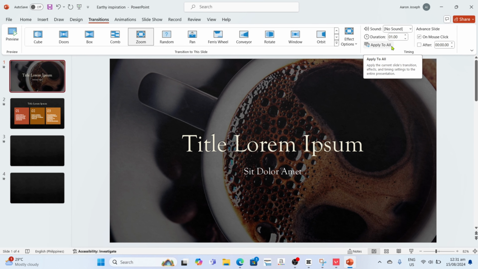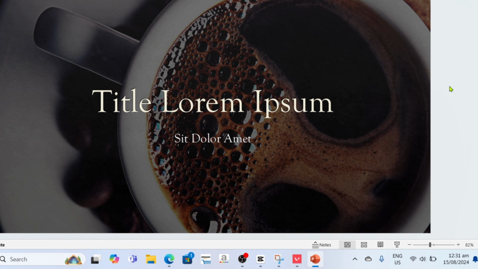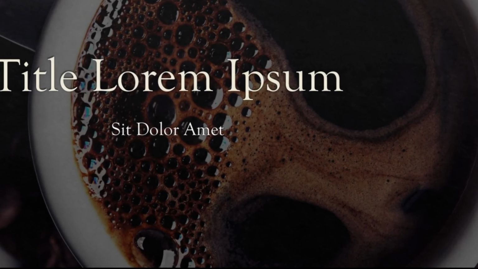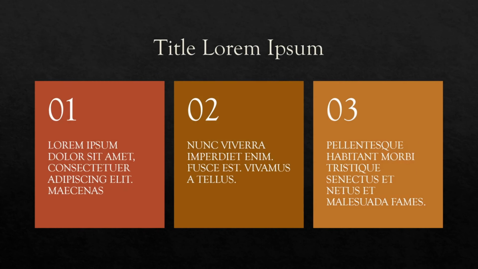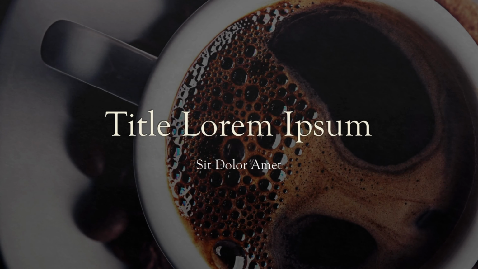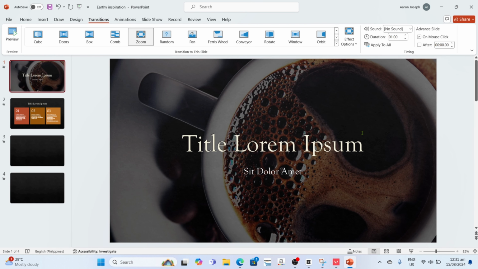And once you're done adjusting your transition settings, you can now view the result by going to the Slideshow tab. And there you go guys, you will now be able to see the result of your presentation with the transitions. And so that's just how you do it guys. Now that you've watched this video you can now do it yourself.